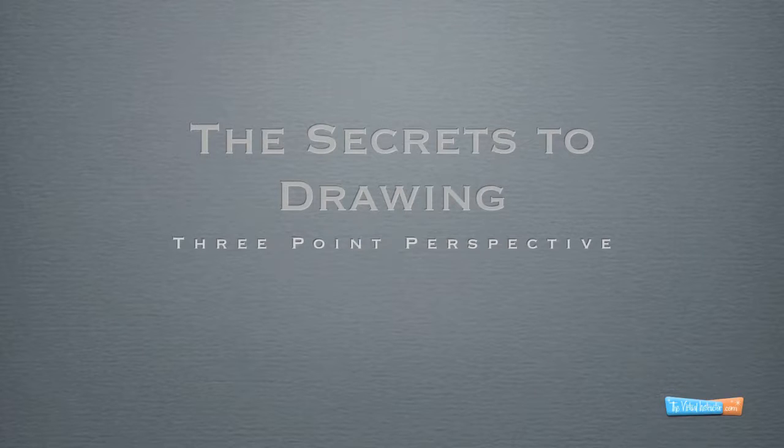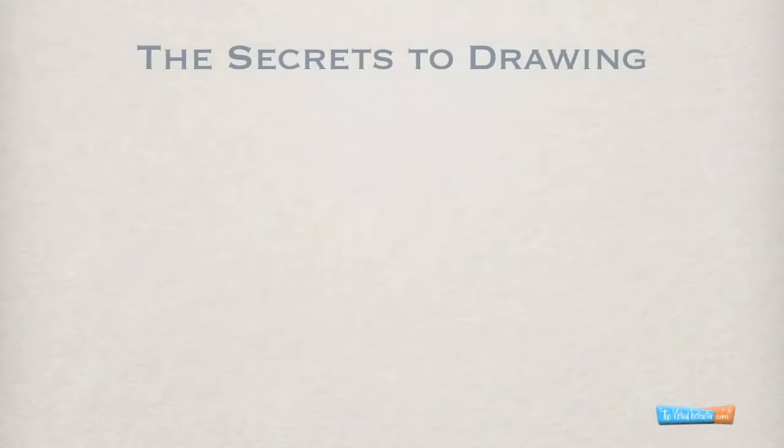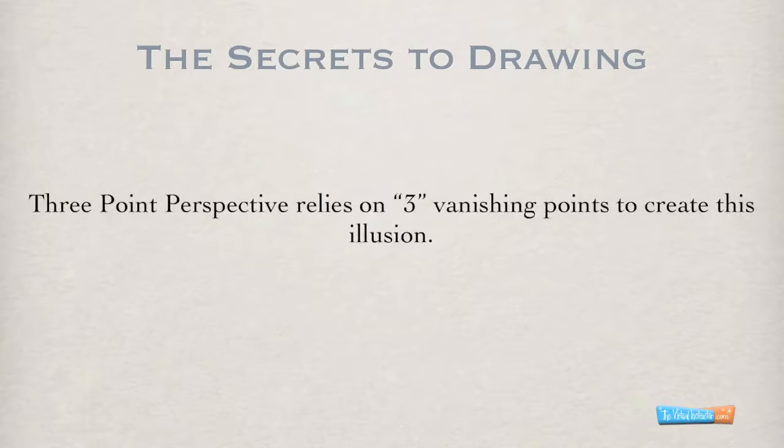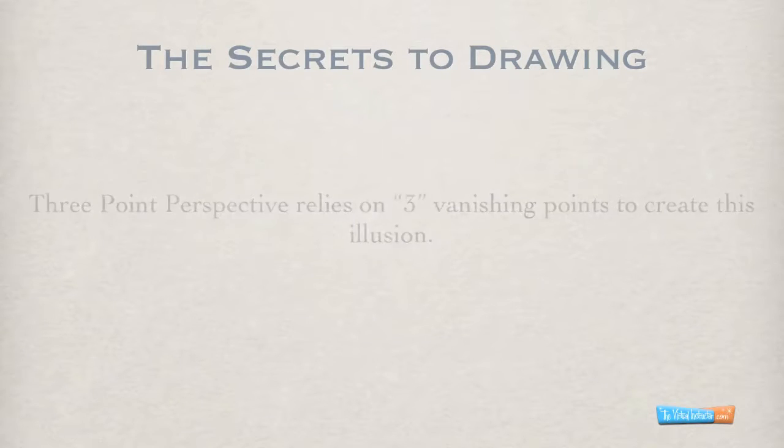In this video, we're going to explore creating the illusion of space further with three-point perspective. Three-point perspective is a form of linear perspective that uses lines to create the illusion of space on a two-dimensional surface. Three-point perspective, unlike two-point or one-point perspective, relies on three vanishing points to create this illusion.